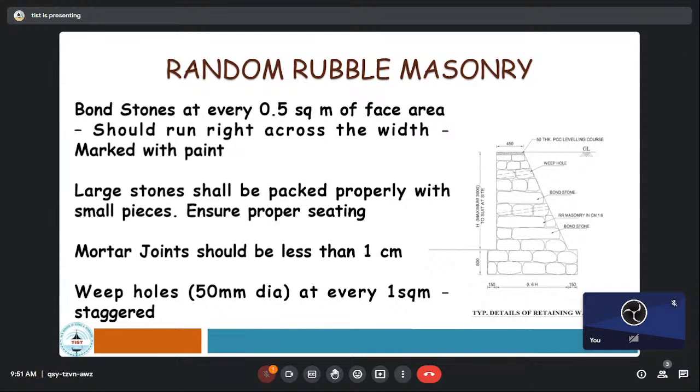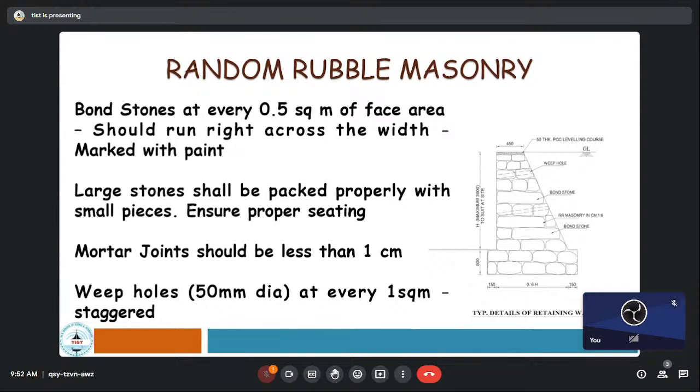And at regular intervals, you should have something known as bone stones. What do you mean by a bone stone? A bone stone means a stone which covers a minimum of 80% of the total width of the structure. Minimum 80%. Ideally, full, but that is not practically possible. So at regular intervals, we may have to provide a big piece of stone which connects the entire structure in the width.